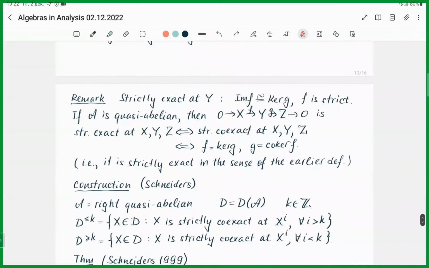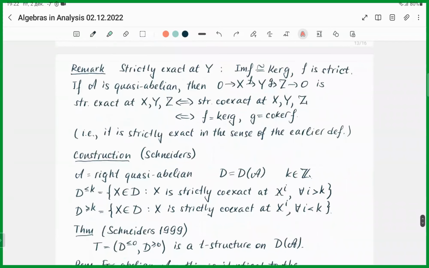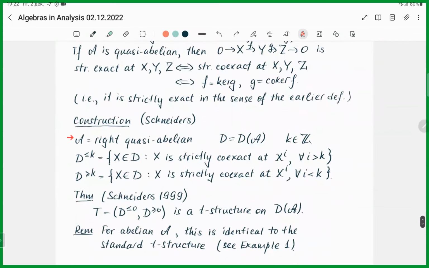Okay, now we are ready to construct the right T-structure on the derived category of A. So as before, we assume that A is a right quasi-abelian category. We denote by D the derived category of A. And for each integer k, we consider the full subcategory of D which consists of those co-chain complexes which are strictly co-exact at degrees greater than k. And similarly, we define the subcategory of those complexes which are strictly co-exact at degrees less than k. As was proved by Schneiders, the resulting pair of subcategories is indeed a T-structure on D of A.